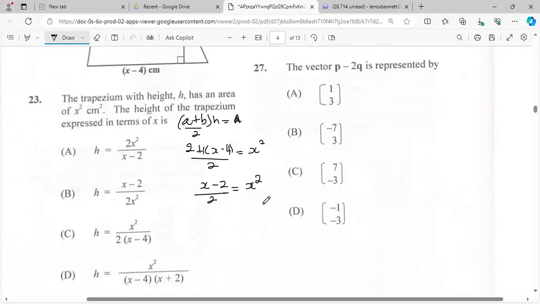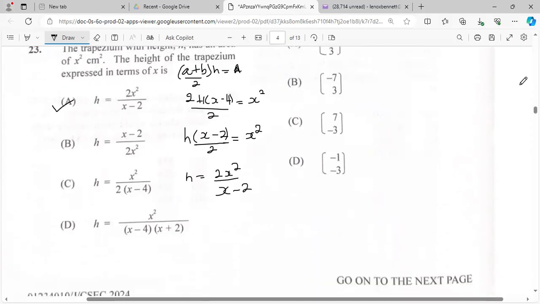Oh, but I didn't have h. Let's have h for ourselves, alright? So you want to make h the subject. So boom, h will equal to 2x squared. Alright, so you have to times this by 2, and then you have to divide by x minus 2. This was a really tough exam, you know. I like it, I like it. Well, yeah, you make you think, guys.